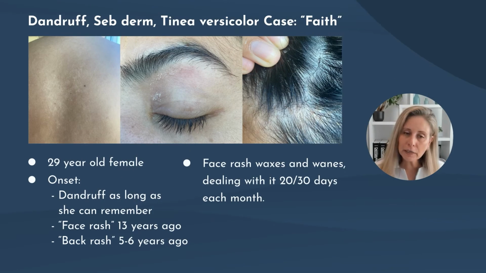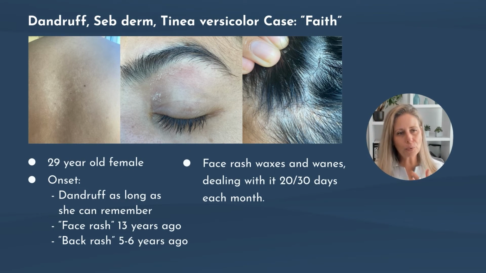So all of us, I think, have innate abilities to fight certain things better than others. And in this case, Faith is a fungally patient, which means that her weakness is fungal problems. And she's got 3 different ones. She says she's had dandruff as long as she can remember. She's had a face rash for 13 years. And of course, the face rash is seborrheic dermatitis. And then she's had a back rash for about the last 5 or 6 years. And that back rash is the tinea versicolor or Pityriasis versicolor. Again, the Malassezia. So all 3 of these things are a Malassezia yeast problem. It's just manifesting in different ways.